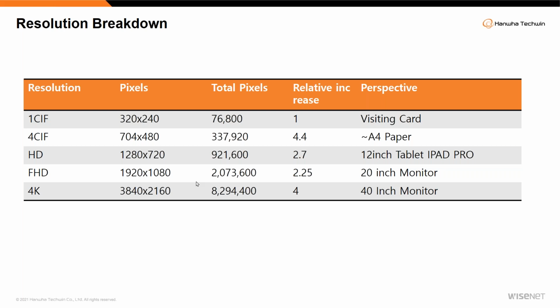Okay, so next point is resolution. The minimum resolution that a camera can provide is 1 CIF.